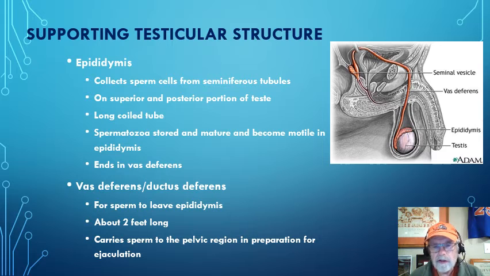But the vas deferens is about 2 feet long to go all the way from the inferior portion of the testicle, where the epididymis ends, all the way inside the abdomen, up over the top of the bladder, and to the back side of the bladder. Okay, so that's what that vas deferens is. And again, it carries the spermatozoa from the area of the epididymis finally to get close to the area of the urethra where the ejaculation of the spermatozoa may occur. And I'll talk about that in a little bit.